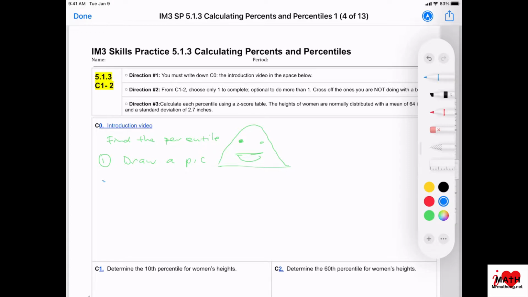And then second, you're still going to use the formula, but this is where it comes different. Instead of finding the z-score, then the percent, we're just doing it backwards. We're going to get a percent, and that will help us find the z-score. And then from there, we're just going to go ahead and solve. Okay, so here are our steps.